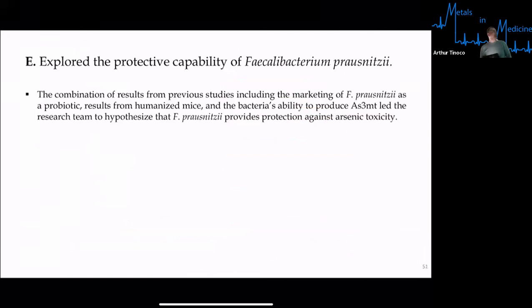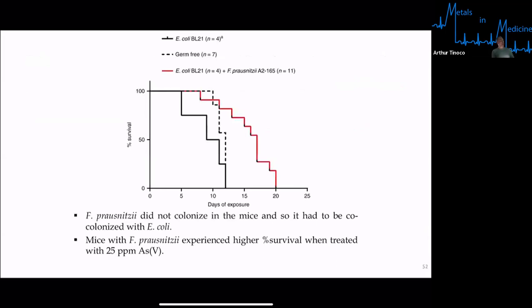All right, so what they did was a combination of the previous studies and also the known promotion of this microbe as a probiotic. So basically, they wanted to see the bacteria's ability to produce this enzyme, which led the research team to hypothesize that it would provide protection against the arsenic toxicity. So let's look at this.